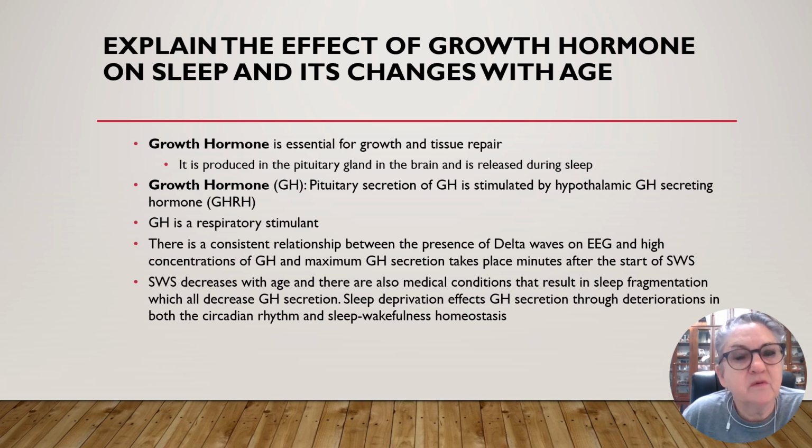There is a consistent relationship between the presence of delta waves on EEG and high concentration of growth hormone, and maximum growth hormone secretion takes place minutes after the start of slow-wave sleep. Slow-wave sleep decreases with age, and there are also medical conditions that result in sleep fragmentation, which all decrease growth hormone secretion. Sleep deprivation affects growth hormone secretion through deteriorations in both the circadian rhythm and the sleep-wakefulness homeostasis.